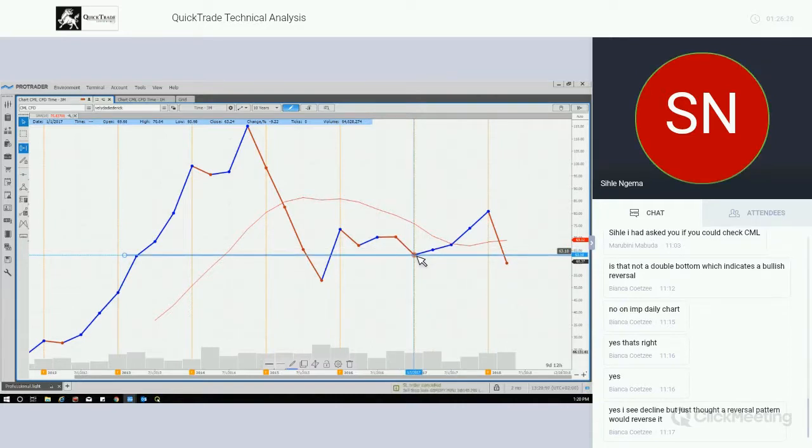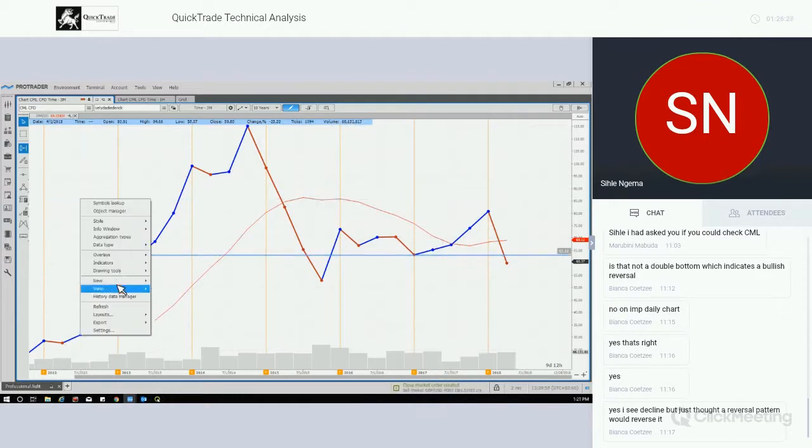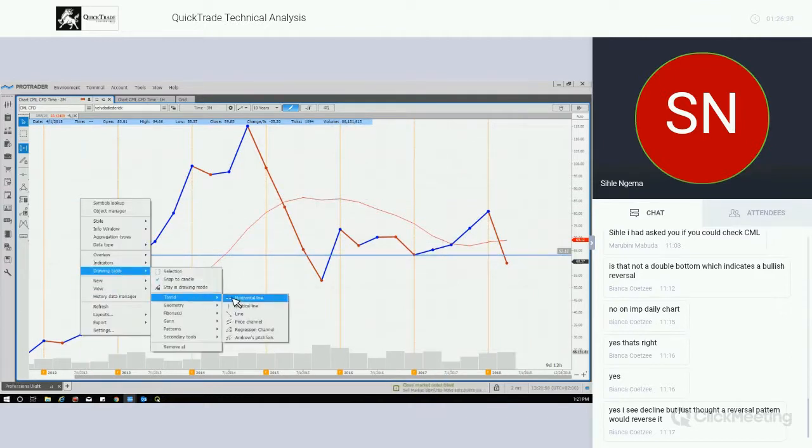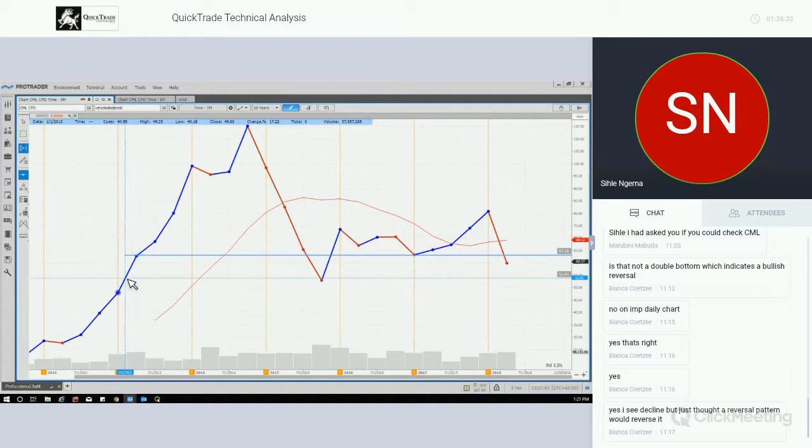I'm marking this area here. This is my resistance. Sorry, I mean resistance. It's around 63. I think that is our resistance area currently. Every time the price gets to that level, I expect to see sellers coming in and pushing the price lower. We will check that maybe from the monthly time frame and the daily time frame to see if that is really the case or not.